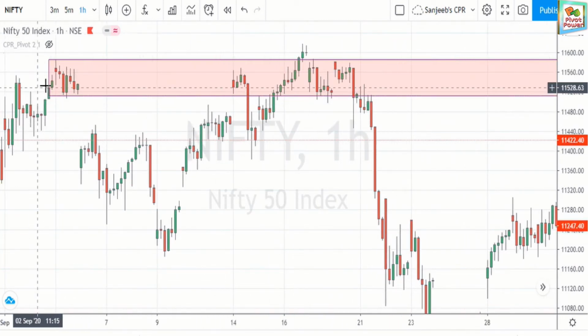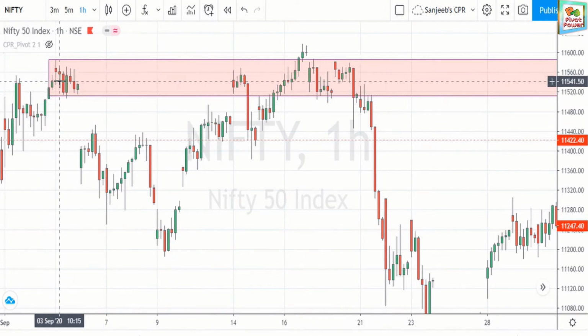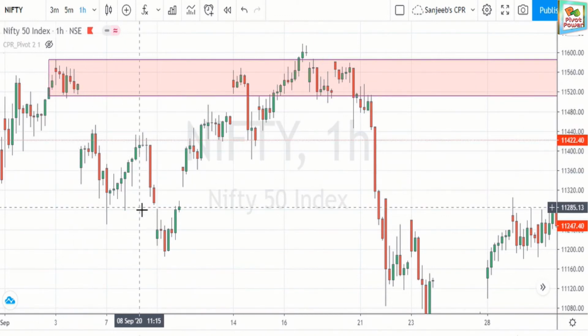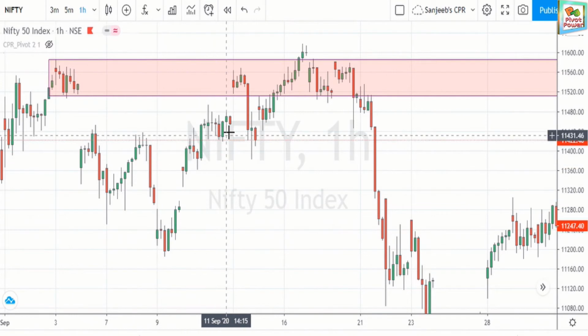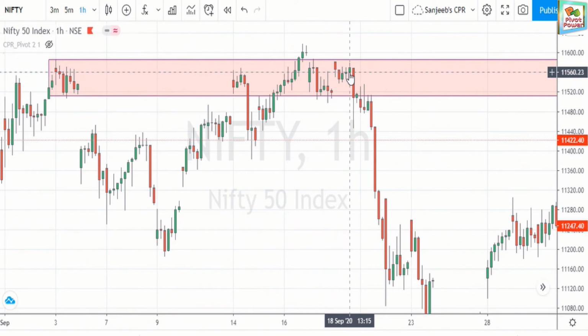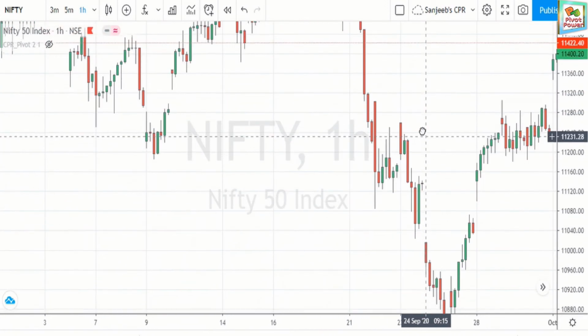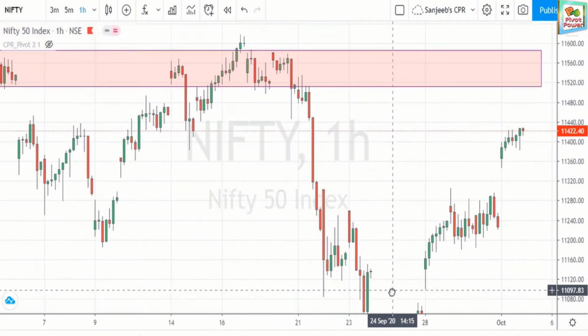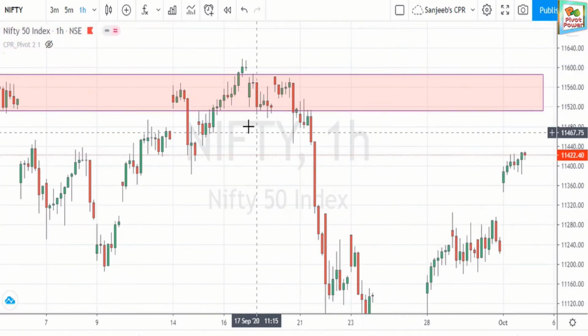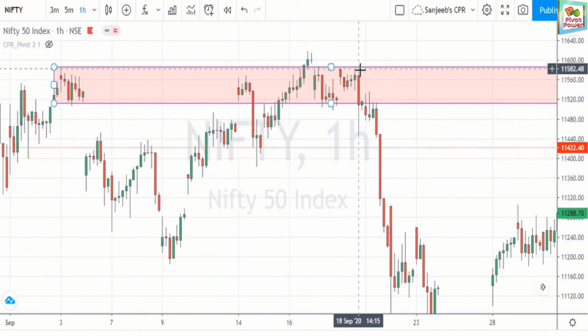How can you identify this level? See here, this is a pin bar. Then there is a bearish candle, after that a gap down and it goes down. Then the price comes to this level. After that, see here, the price goes down and down and down, up to this level. This area from this to this is called the supply zone.